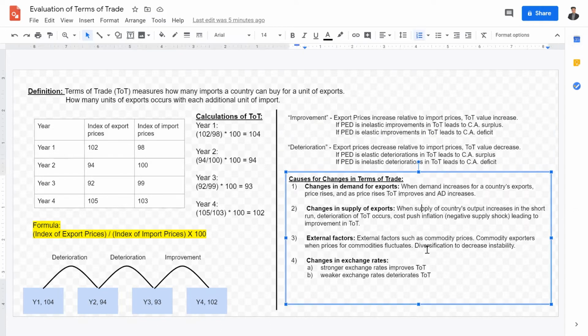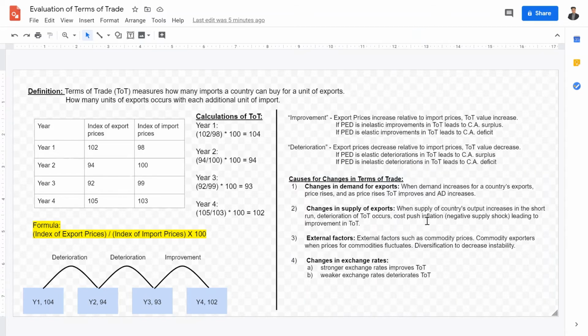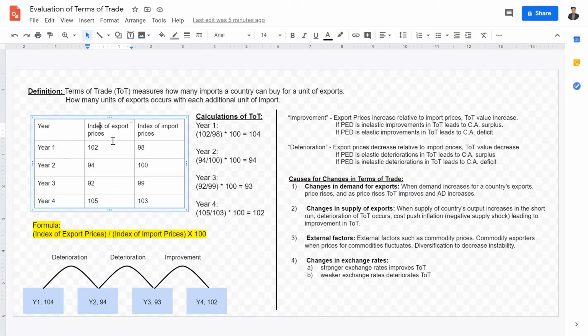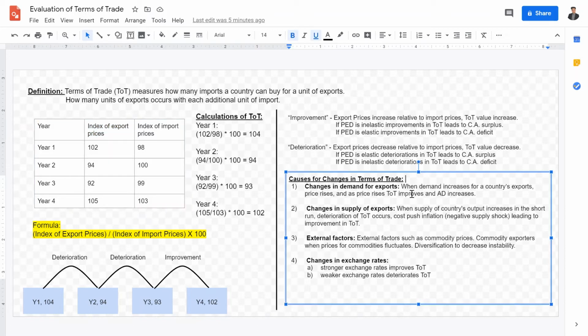So what are the terms of trade? We have to define the terms of trade, but what causes changes in the terms of trade? First of all, we have changes in demand for exports. The terms of trade, once again, is calculated using the index for export prices. When demand increases for a country's exports, price rises, once again the law of supply. And as price rises, the terms of trade improves and the aggregate demand increases.